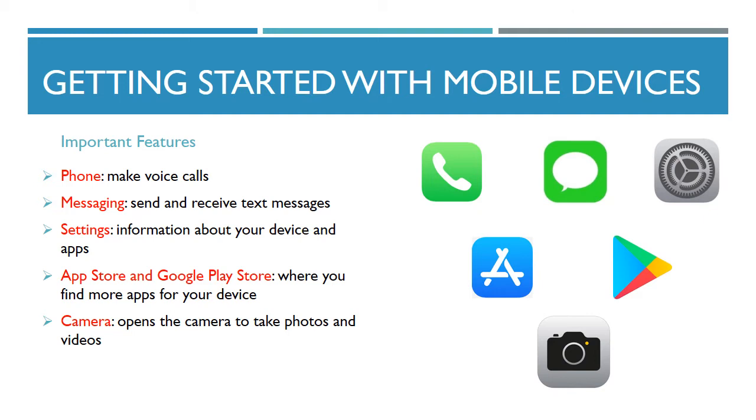A telephone image almost always indicates voice calls. The speech bubble represents text messaging. A cogwheel, or some other sort of mechanical image, represents the device settings. And you can find more apps for your device through one of the built-in stores. A colorful triangle, which denotes the Google Play Store on Android devices, and a white A symbol for the App Store on Apple devices.